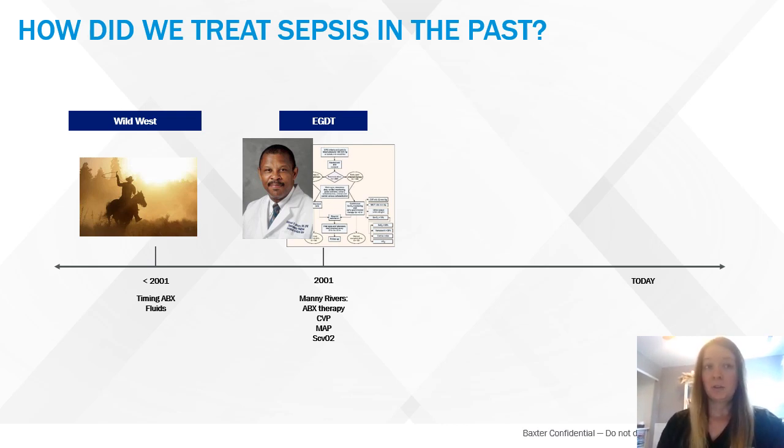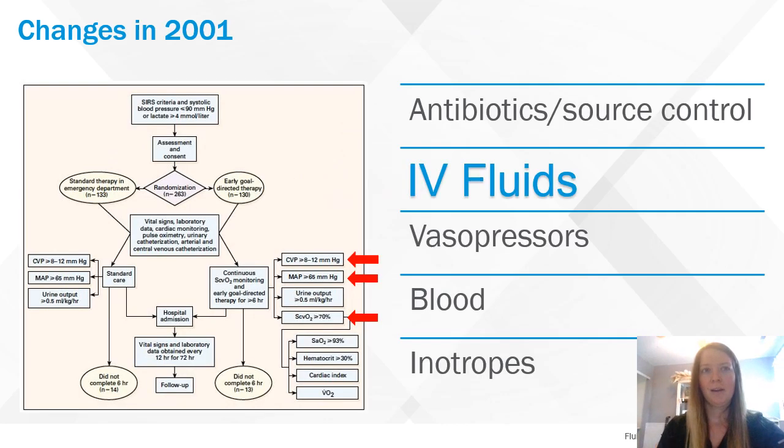So then in 2001, Manny Rivers did a paper that stressed two major things. First, the importance of antibiotic treatment, which should be delivered as early as possible. His recommendation was within the first 6 hours of diagnosis. And this paper also stressed the importance of hemodynamic benchmarks.